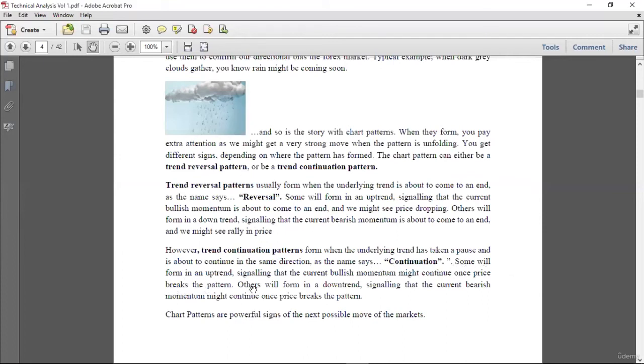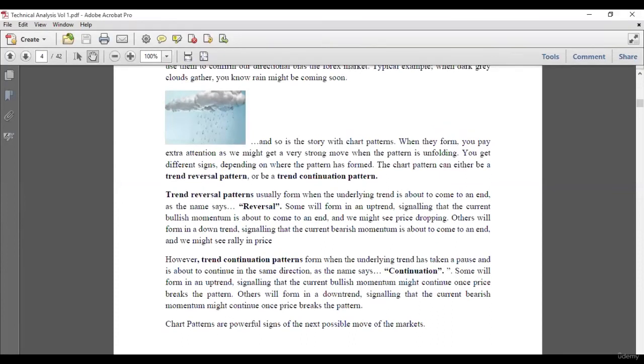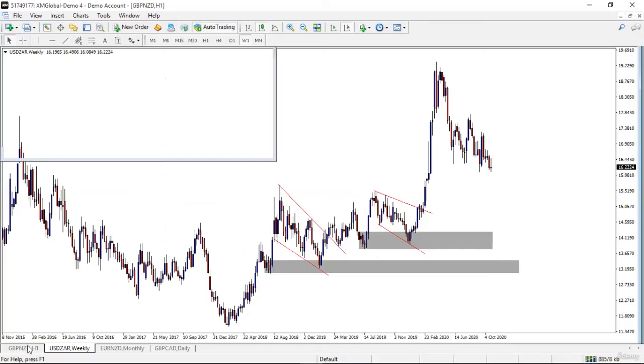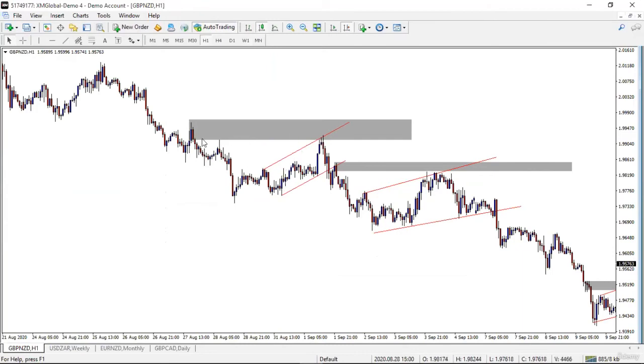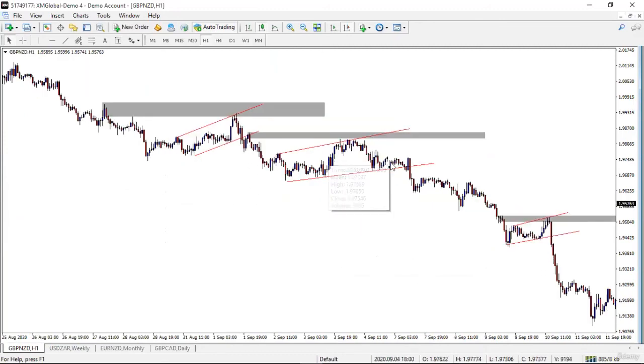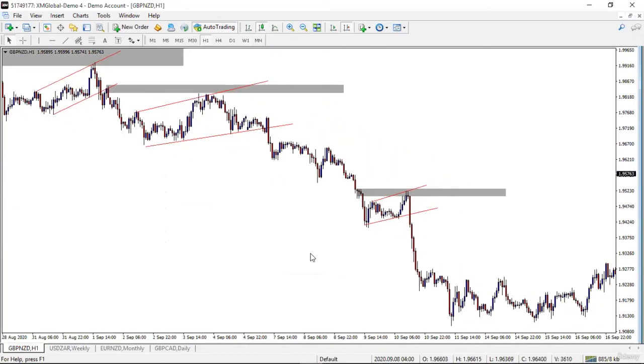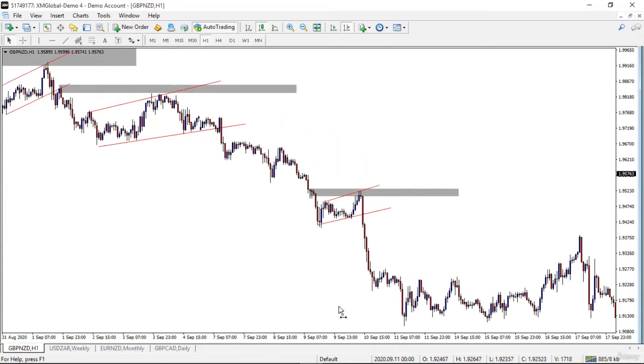Some will form in an uptrend. Okay, we've already looked at this. Others will form in a downtrend, signaling that the current bearish momentum might continue once price breaks the pattern. So we had here on GBP/NZD, patterns forming in a downtrend, retesting, and then break, drop, continues with the previous bearish trend. Here's another one, break, continues with the previous trend. Here's another one, breaks, continues with the previous trend.